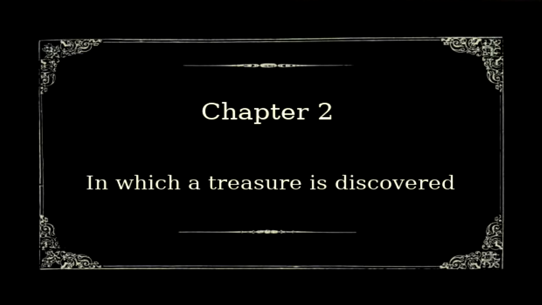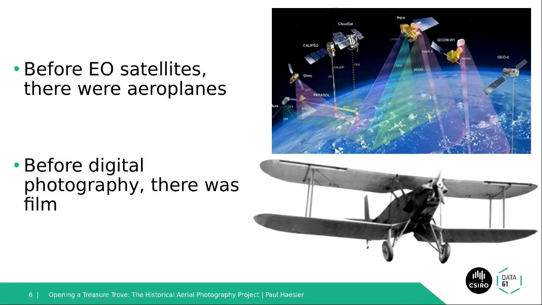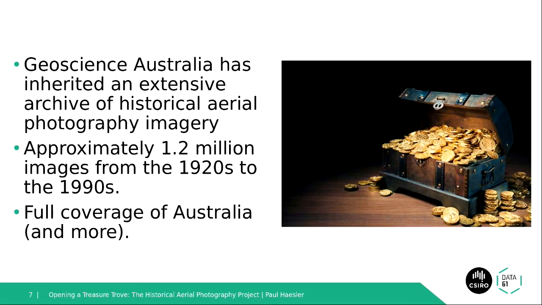So Earth observation satellite imagery is great, and we love it for recent imagery. But before Earth observation satellites, there were these quaint vehicles called aeroplanes, and before digital photography, there was film. Geoscience Australia has inherited from its various predecessor organisations an extensive archive of historical aerial photography. There's just over 1 million images. It stretches right back to the 1920s and continues well into the satellite era, up until the mid-90s when aerial photography started to switch over to digital photography.